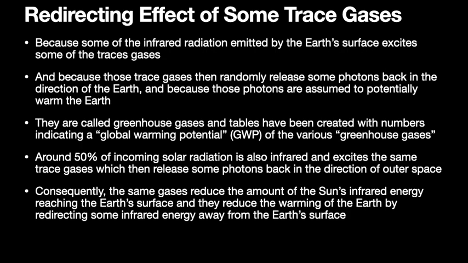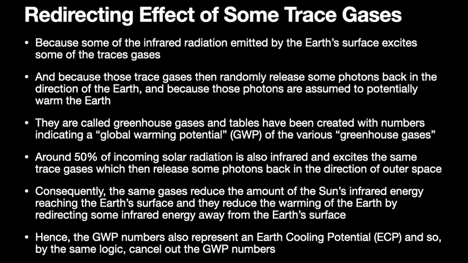Consequently, the same gases reduce the amount of the sun's infrared radiation reaching the Earth's surface, and thereby they reduce the warming of the Earth by redirecting some infrared energy away from the Earth's surface. So the Earth is warmed less, it has less infrared radiation to emit itself, because it is warmed less as a result of those so-called greenhouse gases.